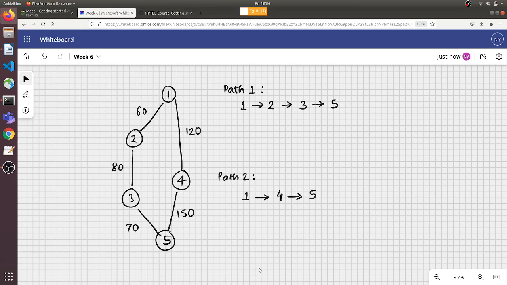Cost 90, path 1. Okay, how is it 90? Till node 2 we have 60. We reach node 3. The difference is 20. 20 plus the previous path 60, that is 80. We here go to node 5. That is 70 minus 80. Sorry, it's 80, not 90, because it's minus 10, right? 70 minus 80 is minus 10.